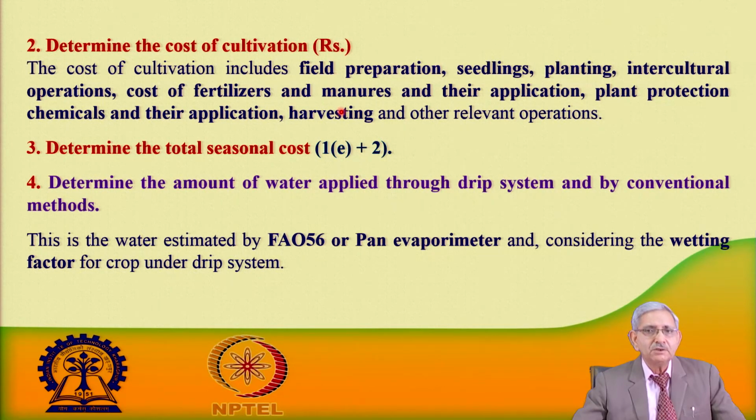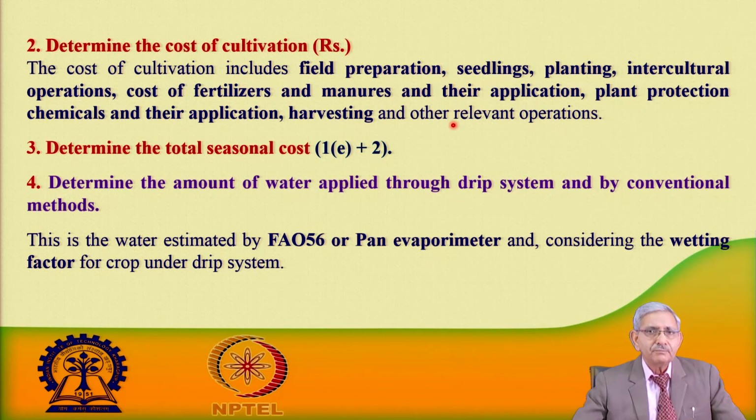and then this is a variable cost which will be changing year to year. Of course, some of the cost is incurred once for a long duration crop. So, planting material, seed, if it is a long duration crop, or if it is a short duration seasonal crop, then it can be seedlings, planting, intercultural operation, cost of fertilizers, manures, plant protection chemicals.